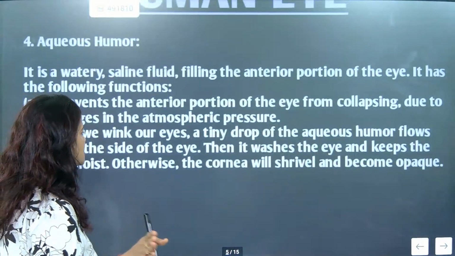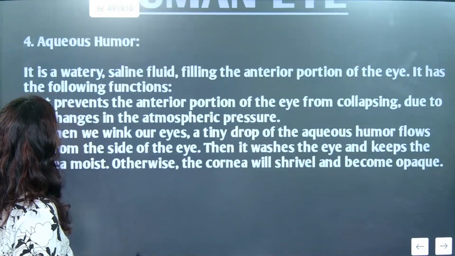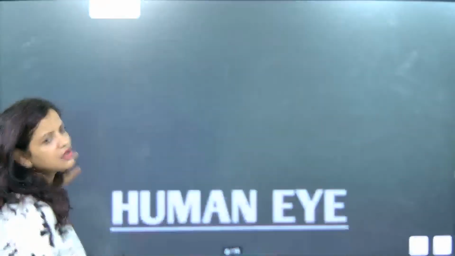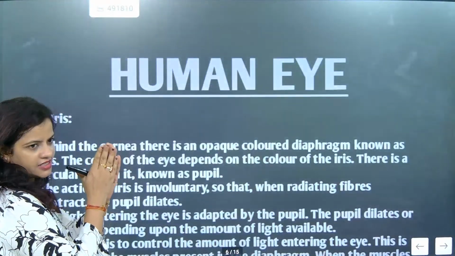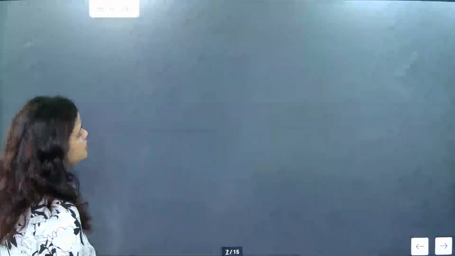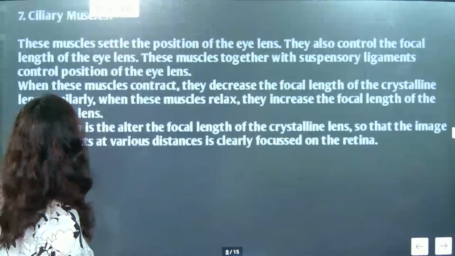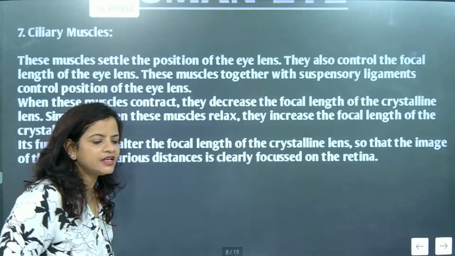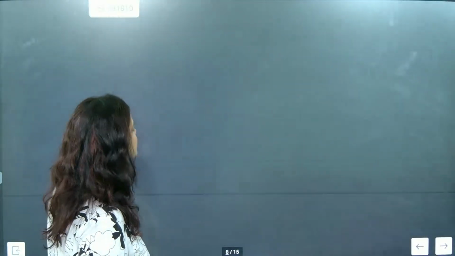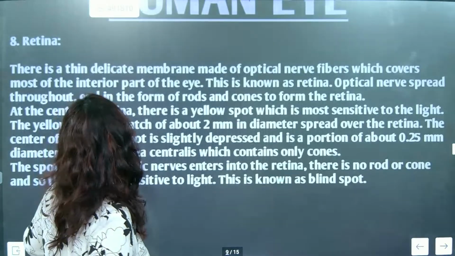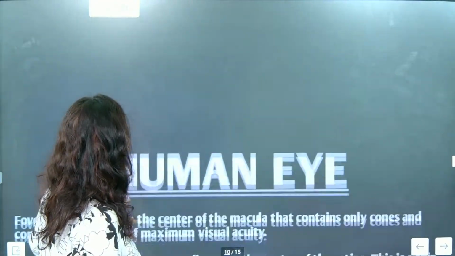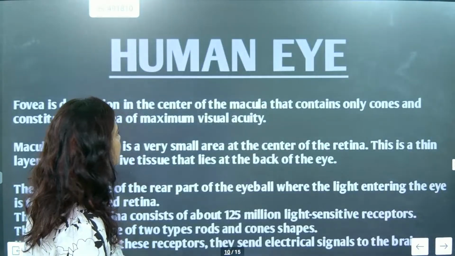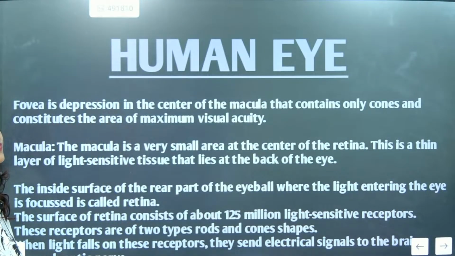What I have discussed here: contraction of ciliary muscles will decrease the focal length. Understood? We are going to talk about the focal length in much more detail. They decrease the focal length, so the focal length keeps on changing. Now the retina part we have already done, and next is the fovea. Now we are going to talk about the fovea.